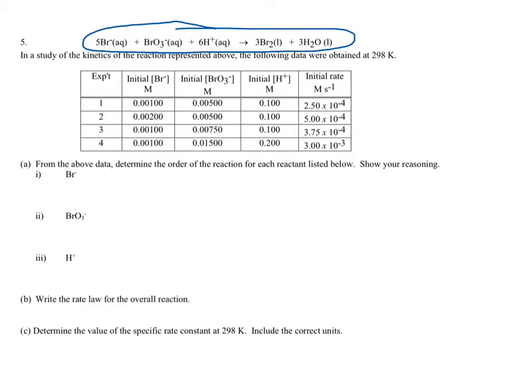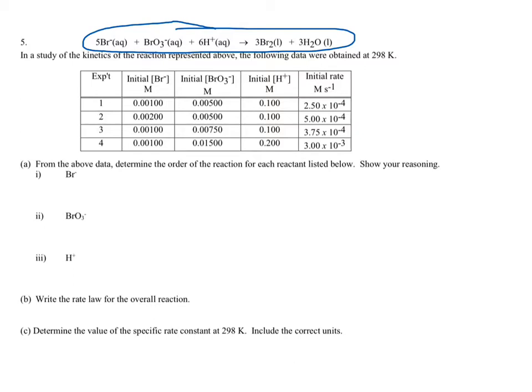Now, just because they give you a reaction and you see stoichiometry, the stoichiometry of a reaction in no way implies what the orders of the different concentrations of the reactants should be. Those have to be determined with experimental data, and that's why they give us this chart below with experimental data.